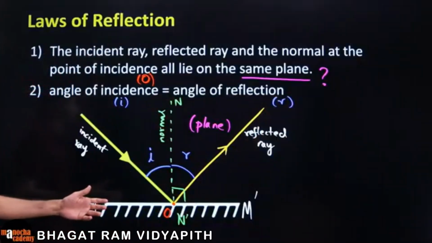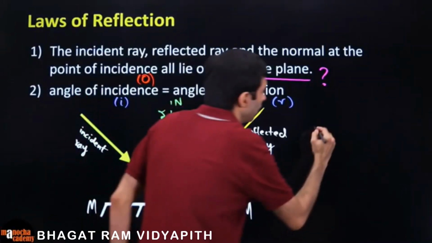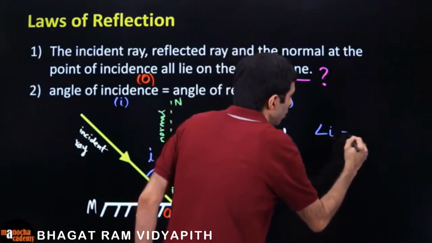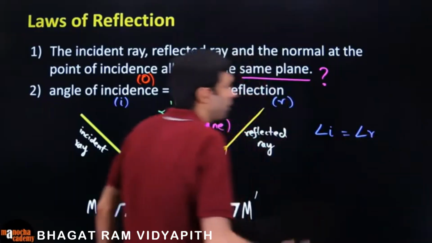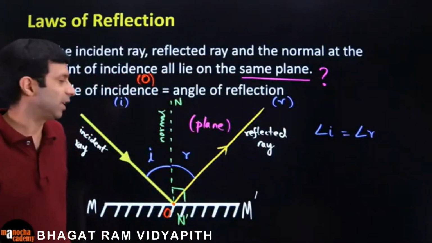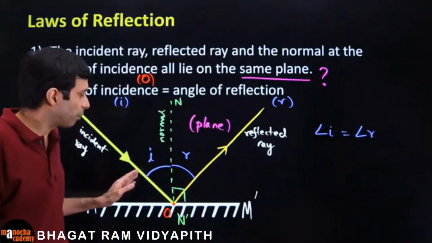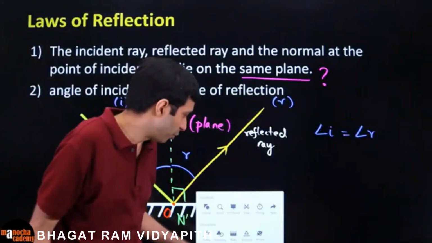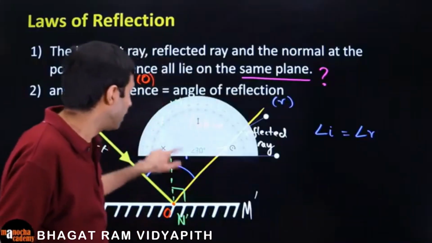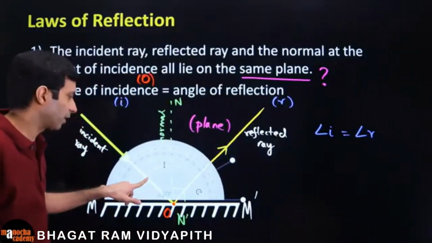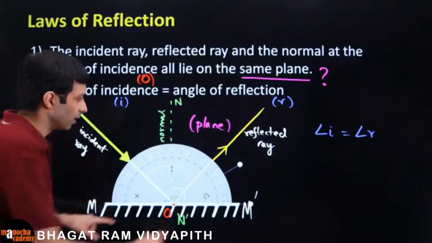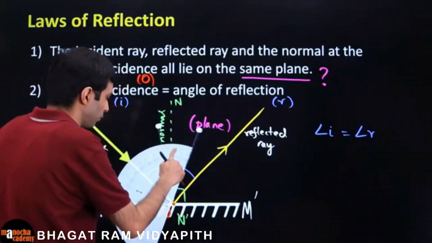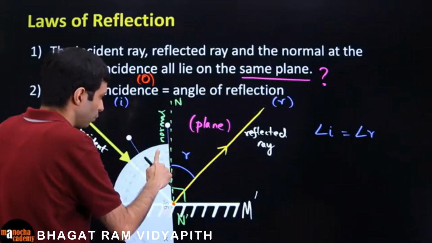So the second law is basically telling us angle i is always going to be equal to angle r. Never slightly less or more, always equal. Which means if you measure this with the protractor. So let's say you take a protractor here. Do we have a protractor here? There you go. So if you take a protractor and you measure this angle, how will you have to measure it? You will have to place it against the normal.